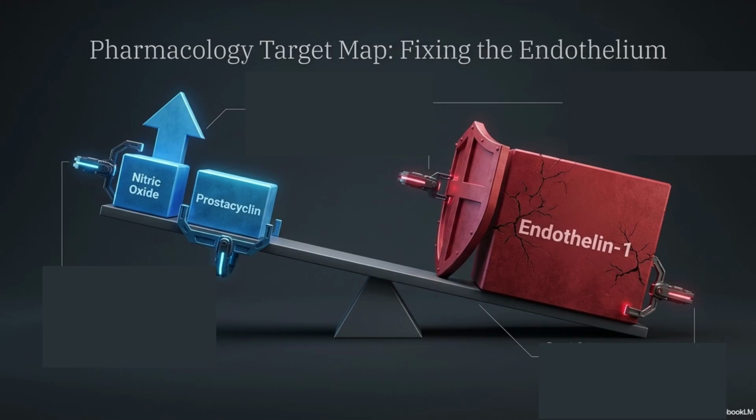How do we treat this? We use the Pharmacology Target Map for fixing the endothelium. Target 1 addresses endothelin 1 using bosentan or ambrisentan. These are endothelin 1 receptor antagonists acting as a shield and blocking the heavy vasoconstrictor.